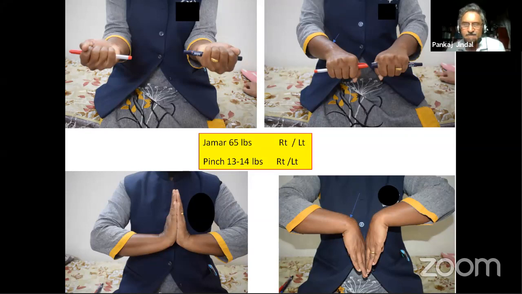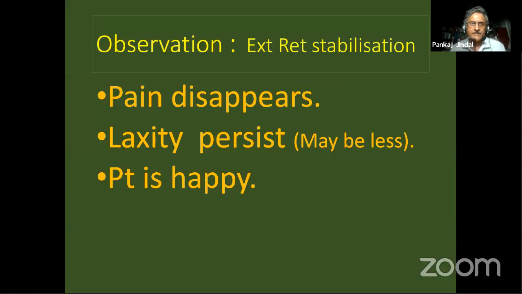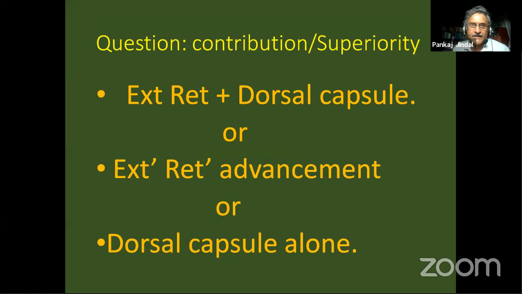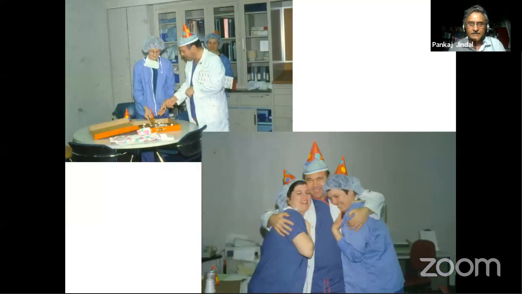So these are two additional procedures that we have been doing: extensor retinaculum advancement and reinforcing with dorsal capsular imbrication. They have really helped these patients, and this was a 2-year follow-up that I have just presented of at least two patients that we were able to trace in these COVID times. So the observation: pain disappears, laxity persists, but the patient is happy. Whether it is the extensor retinaculum alone that works, or the added dorsal capsule, we are going to learn over a period of time. But these procedures have really helped alleviate the pain in these patients.